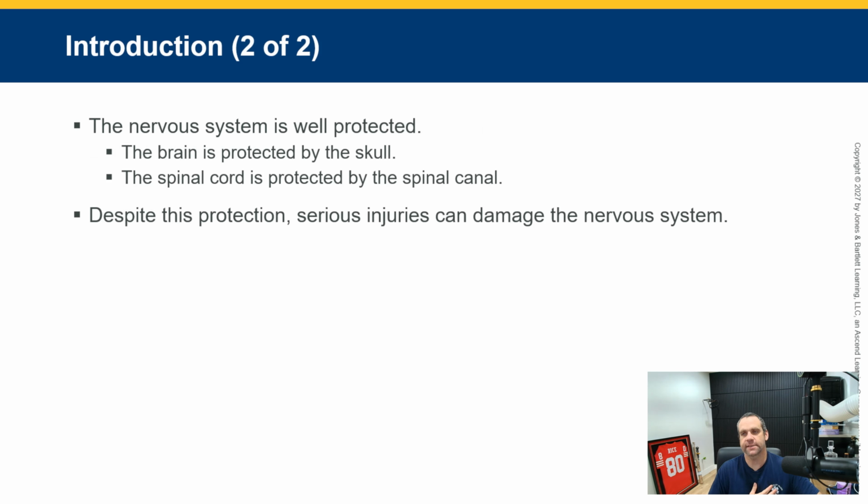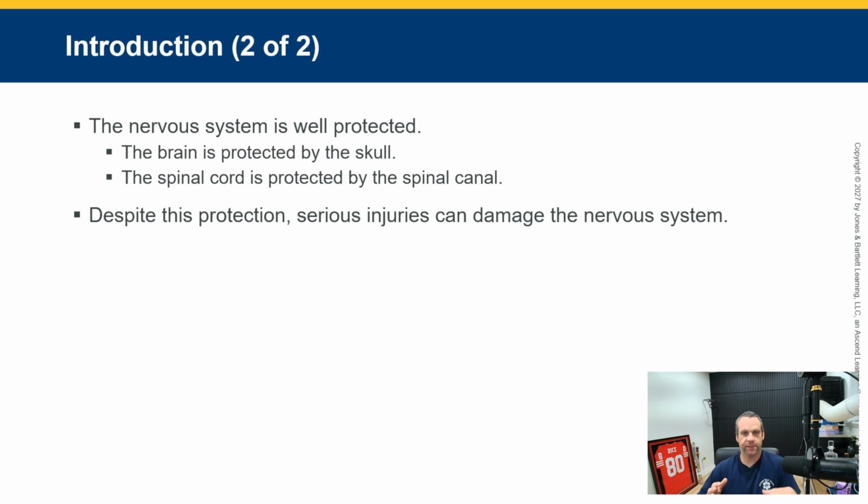Now, because the nervous system is so vitally important, right, the body gives it substantial amounts of protection. Okay, so the brain sits inside the skull, and the spinal cord actually runs through the spinal canal that's formed by your vertebrae. Okay, now these bony structures really do a good job absorbing and spreading many of the forces that we experience during normal activities of daily living.